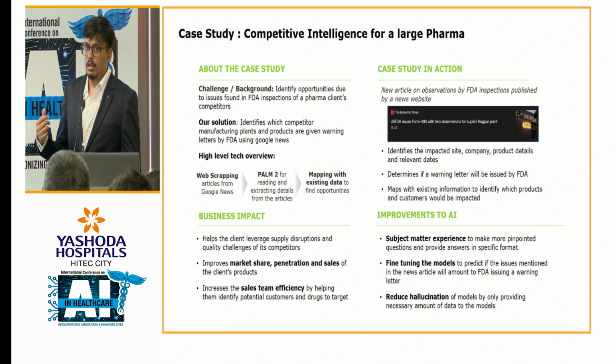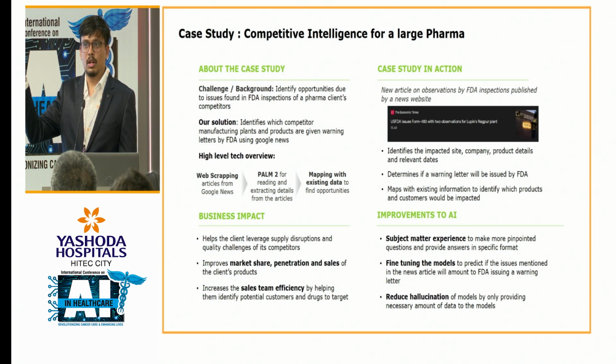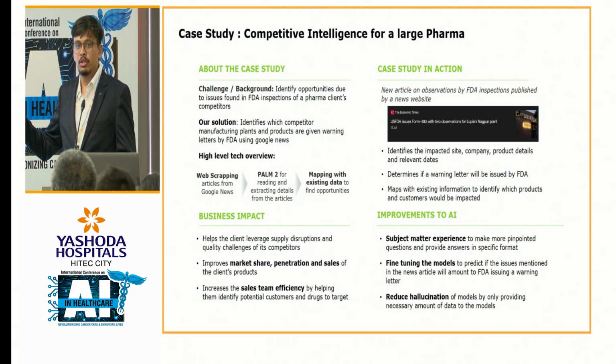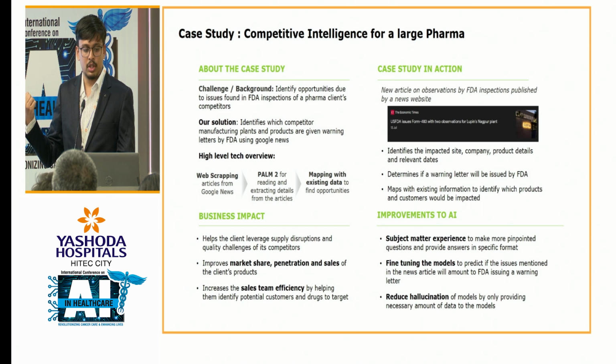This is the third example that I want to talk about, which is about competitive intelligence for a large pharma. The reason I put this here is because this looks at a typical use case where you try to extract completely unstructured data from the internet into a structured, usable solution. For example, here I'm web scraping articles from Google News. So there are random news articles. Specifically, I'm interested in FDA inspections in this use case.